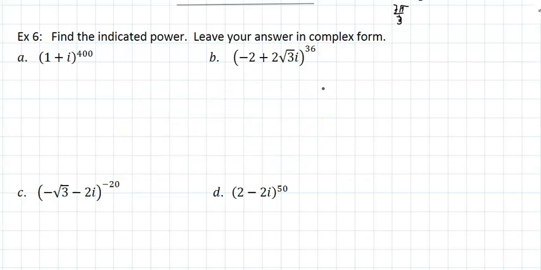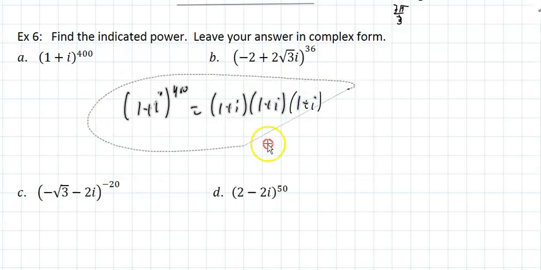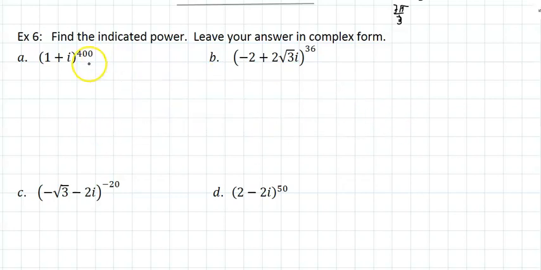So what we need to do is either multiply this by itself 400 times, which is not realistic unless you have a lot of free time on your hands. But if I can write this as, again, they're not asking for the graph, but it's a good idea, 1, 1, r is radical 2, and the angle is pi over 4. And this is nothing more than using algebra.